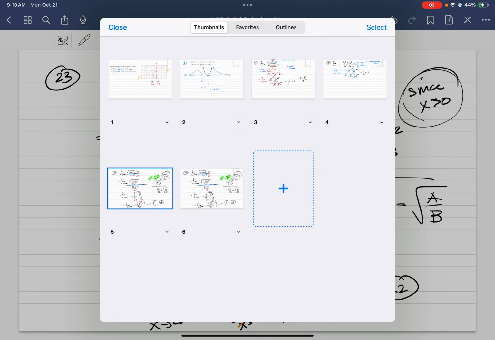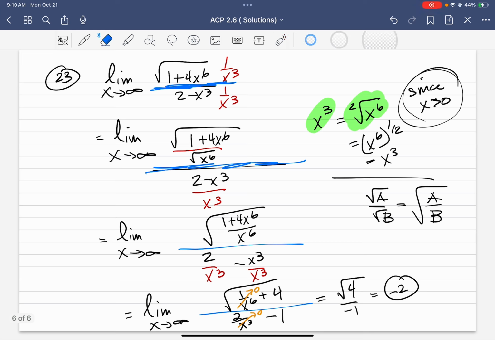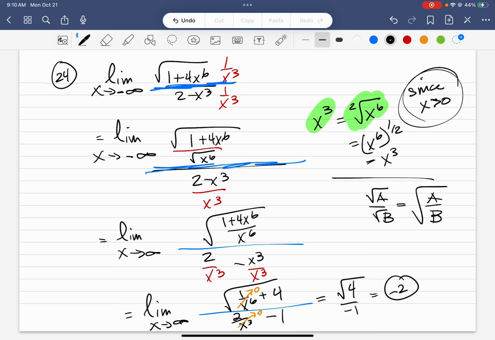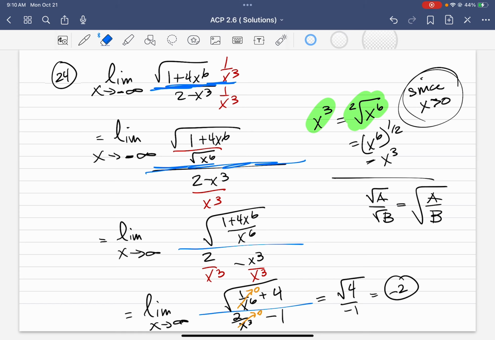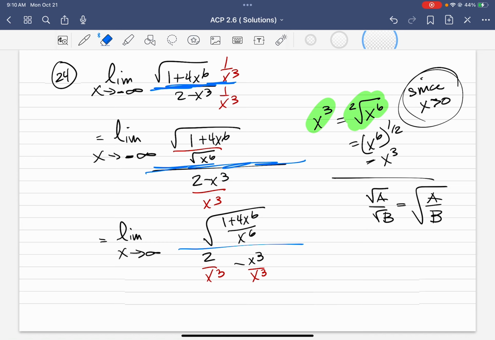So let me duplicate this, and you are going to see that 24 is very similar, except now what we're doing is we're going out to the left. So everything is going to be very similar. We're going to still multiply by that well-chosen 1, but now we're going out to the left. But let's see what turns out to be different.